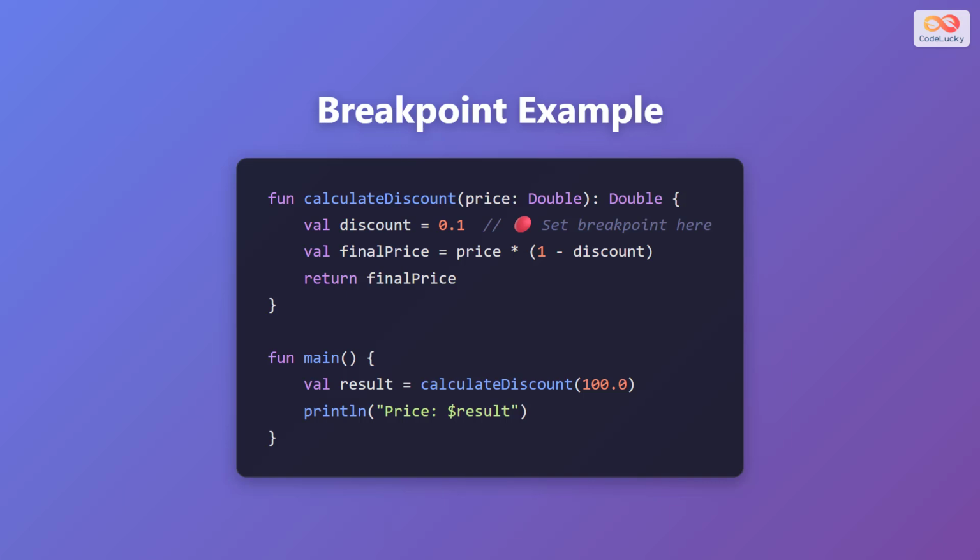Let's look at a practical example. Here we have a simple function called calculateDiscount that takes a price parameter and applies a 10% discount. Notice the comment indicating where we should set a breakpoint. By placing a breakpoint on the line where the discount variable is assigned, we can pause execution right at that moment. This allows us to inspect the price parameter, see how the discount is calculated, and verify that the final price is computed correctly. In the main function, we call calculateDiscount with a value of 100.0 and print the result. With the breakpoint set, we can step through this code and watch how the values change.